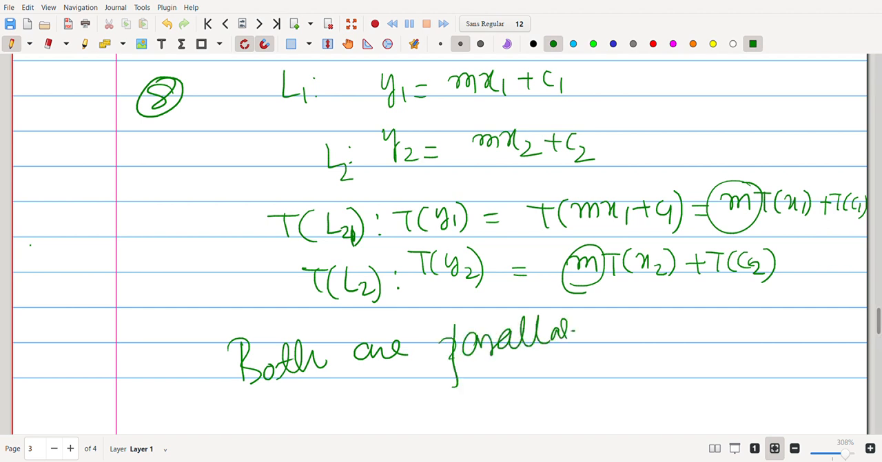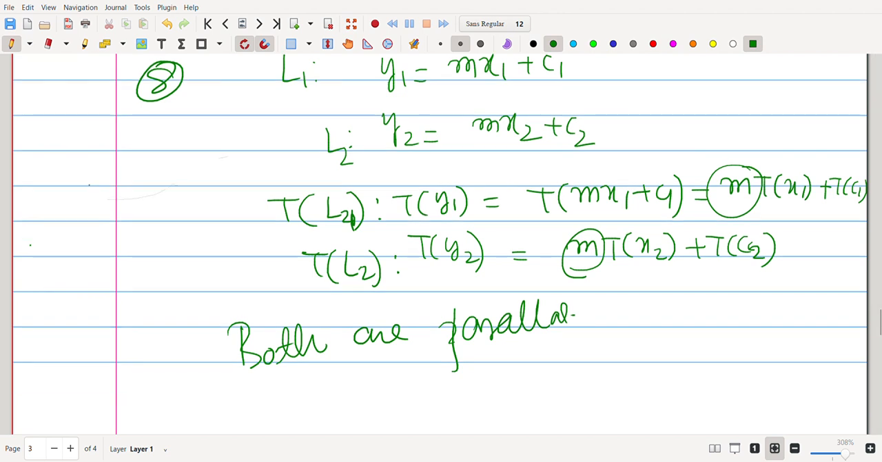So any linear map does this. But one thing can happen: since it is invertible, the dimension cannot be less. So it maps a line to precisely a line, because otherwise it may happen that it can map one line to 0. Here it may happen that T of C2 is 0 and T of X2 is also 0 for all X2. Then this will be identically 0. But that will not happen because it is an invertible map. That means it maps a line to precisely a line.